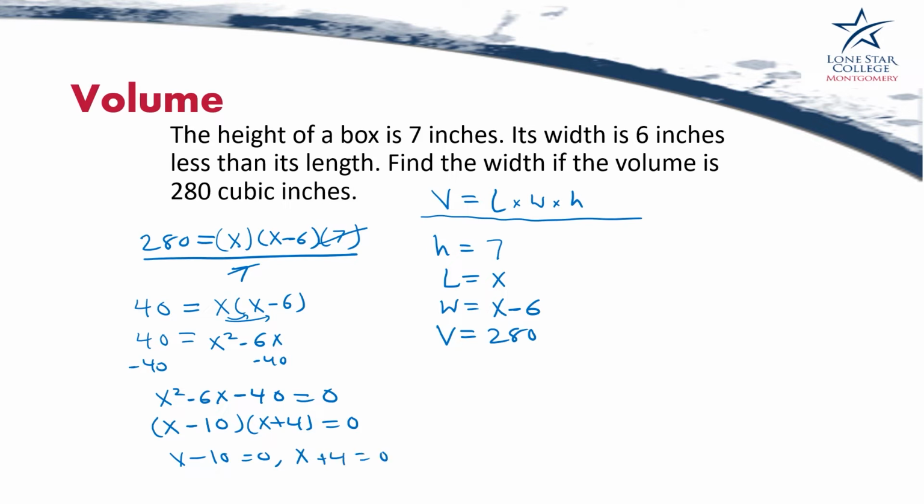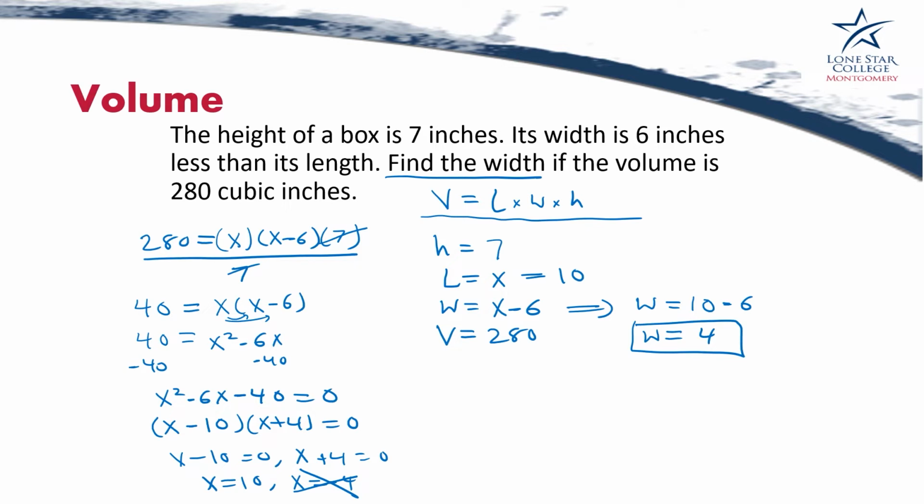So solving them, we get x equals 10 and x equals negative 4. But again, because we're dealing with a length, that's what x represents, we can't have a negative length. So we exclude x equals negative 4 right away. We now know that right here our length is 10. But that's not what we're looking for. We're looking for the width. So we would plug it in over here. The width would be 10 minus 6, which gives us 4.